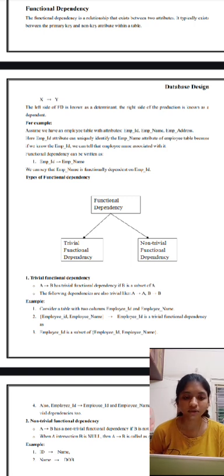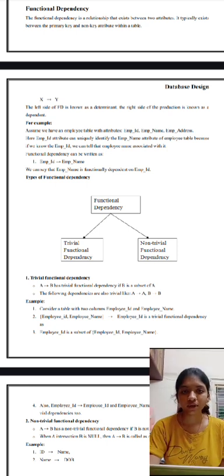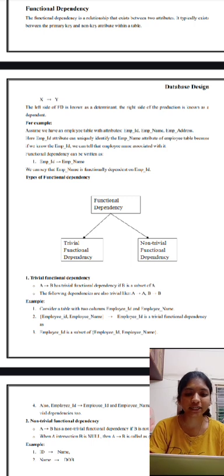Assume we have an employee table with attributes employee ID, employee name, and employee address. Here the employee ID attribute can uniquely identify the employee name attribute of the employee table, because if we know the employee ID, we can tell the employee's name associated with it. The functional dependency can be written as employee ID implies employee name. We can say that employee name is functionally dependent on employee ID.